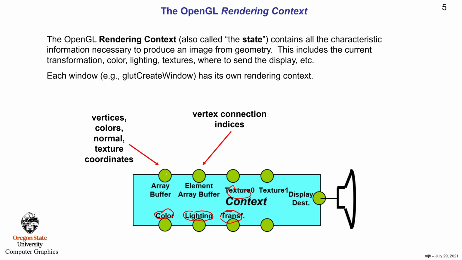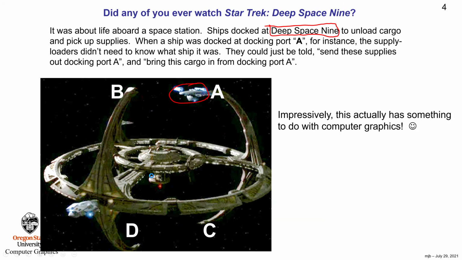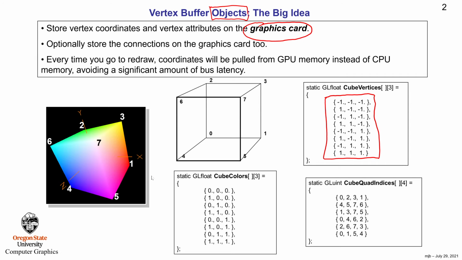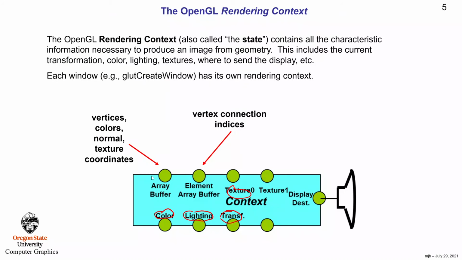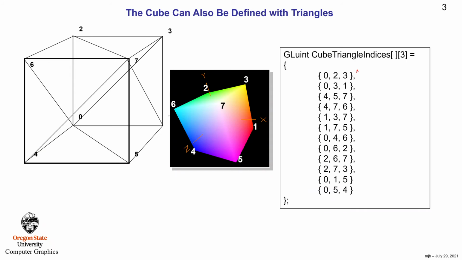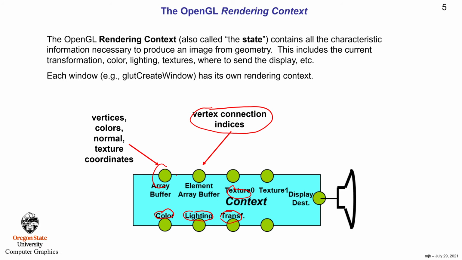And to the docking port called array buffer, we basically place a pointer to that table. And to this other docking port called element array buffer, we place a pointer to the indices, how to connect things up. Okay, so this docking port has vertices and potentially colors, surface normal vectors, texture coordinates. This docking port has indices, a pointer to the table of indices. So it's great. And now all you have to do is say draw.